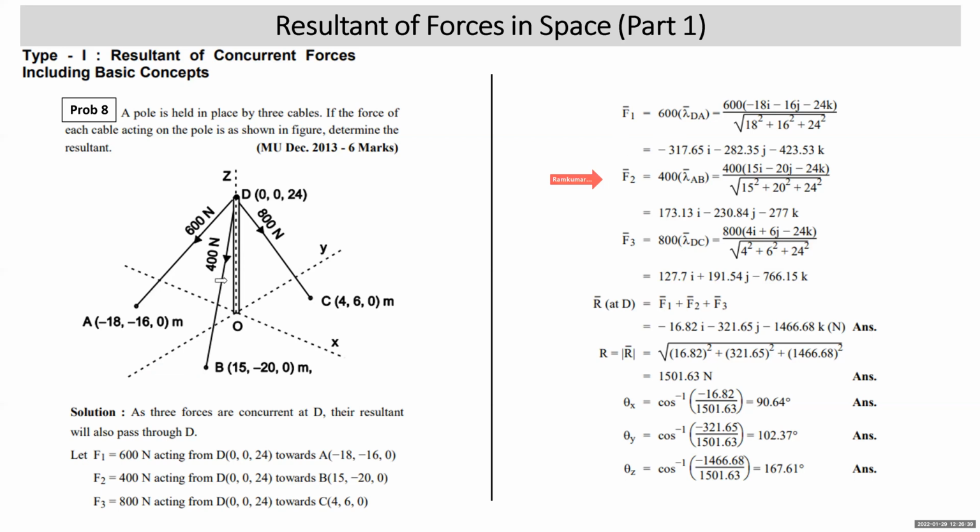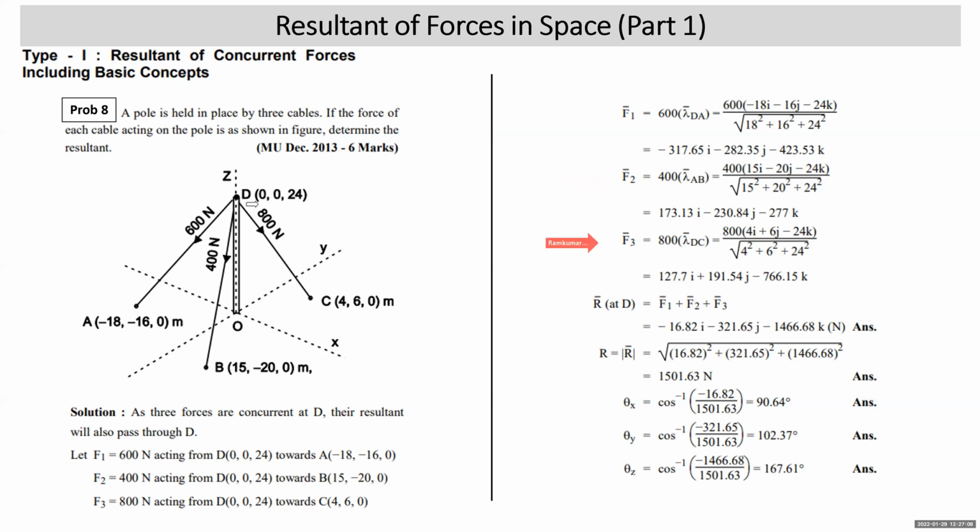Then the second one, F2 bar, is equal to 400 into lambda dB. Slight error there: it is not AB, it is lambda dB. But working-wise, it is perfect. What does lambda dB mean? Vector dB divided by mod of dB. So B minus D: 15 minus 0, 15i. Minus 20 minus 0, minus 20j. 0 minus 24, minus 24k. Divide by its mod, and you get the force in vector form.